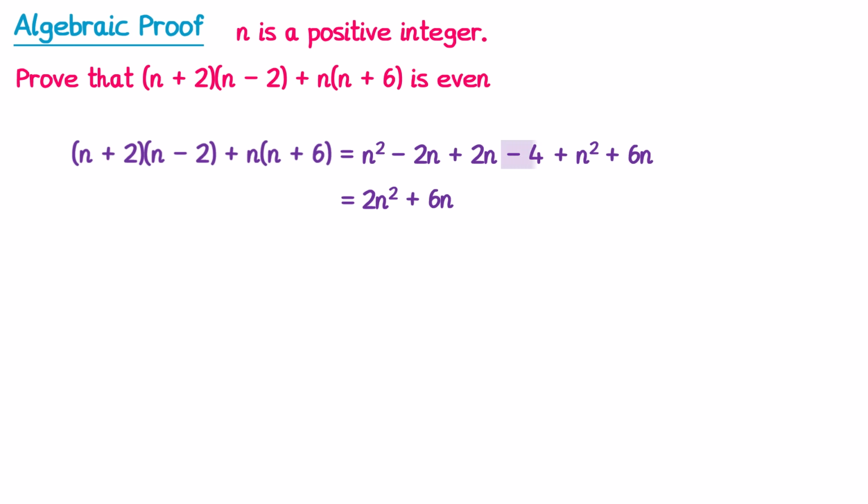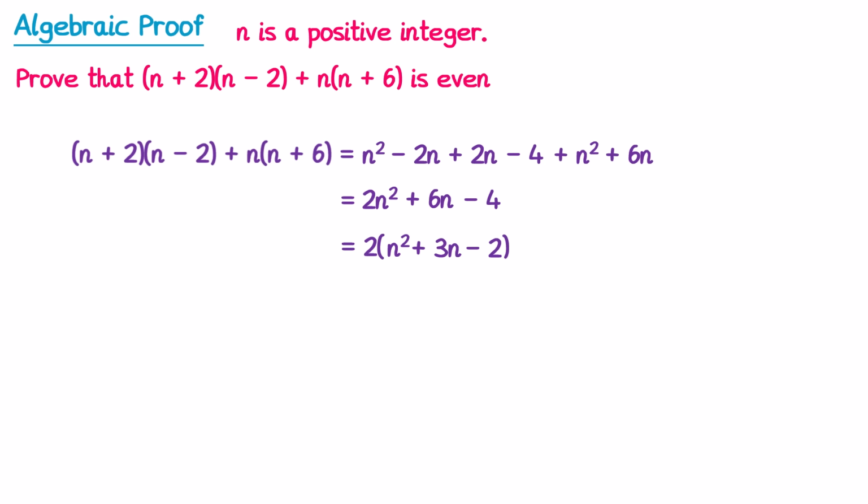And there's only one constant here, negative 4. So we're trying to show that this is even by showing it's a multiple of 2. So we need to factorise out a 2, and we can now do that. So this would be 2 lots of n squared to get the 2n squared, 3n to get the 6n, and negative 2 to get the negative 4.